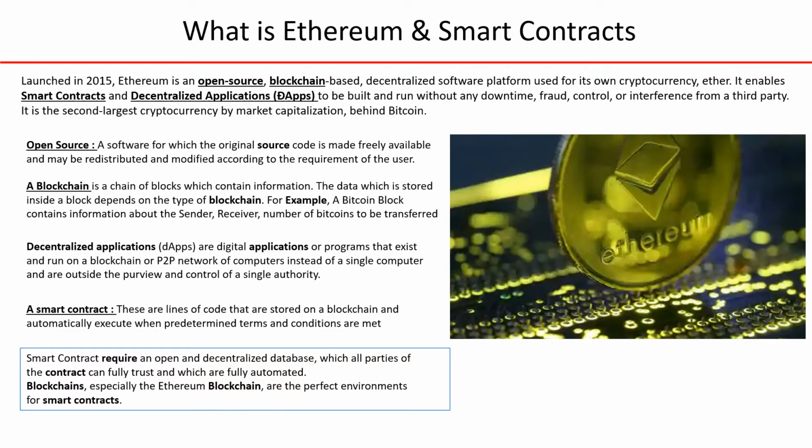Looking at the definition of Ethereum, first we need to understand it was launched in 2015. It is an open source blockchain based decentralized software platform, used for its own cryptocurrency Ether. It enables smart contracts and decentralized applications to be built and run without any downtime, fraud, control, and interference from a third party. So this is the basic definition. Its use case: it is the second largest cryptocurrency by market capitalization behind Bitcoin. So this is how Ethereum is defined.